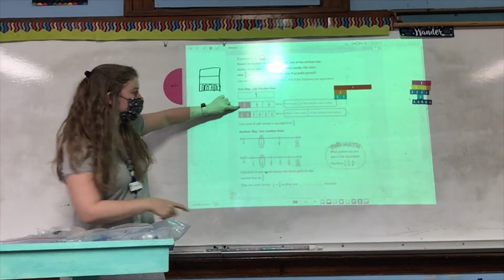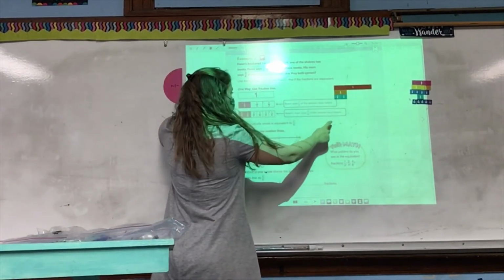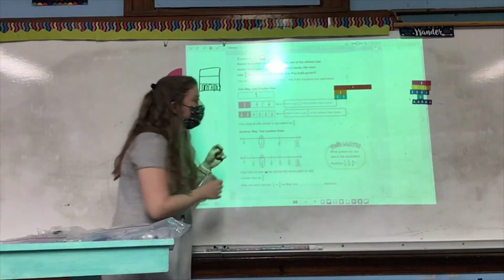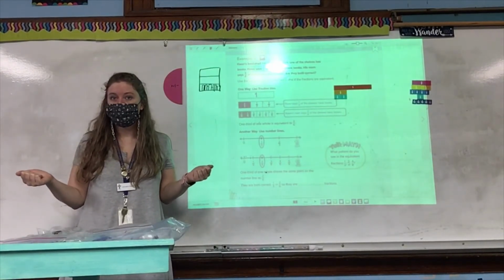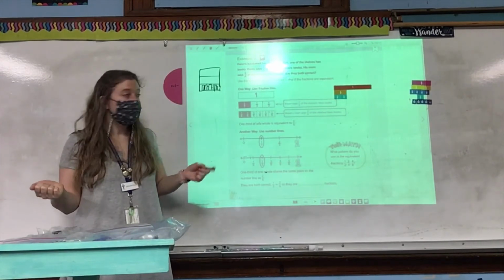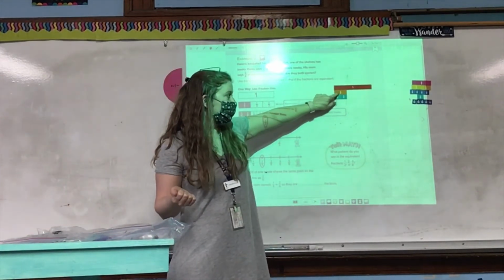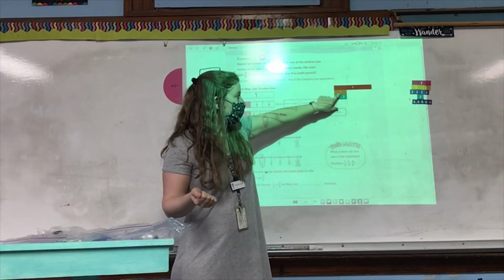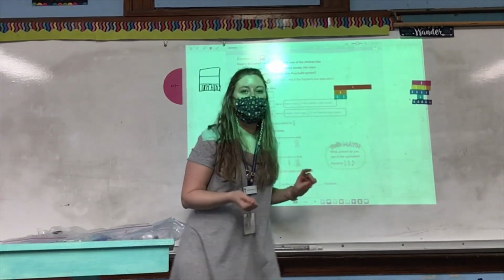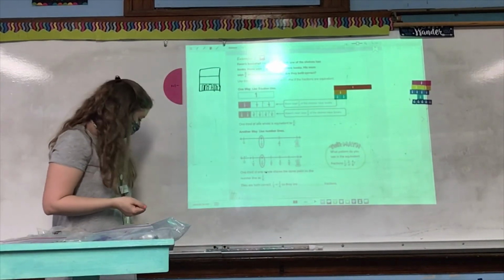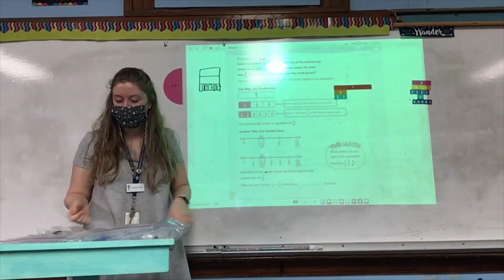So Quan says 1/3. Quan's mom says 2/6. Are they both right? Yeah. Both of these fractions take up the same amount of space. They both take up 1/3 of the whole. So they are equivalent.